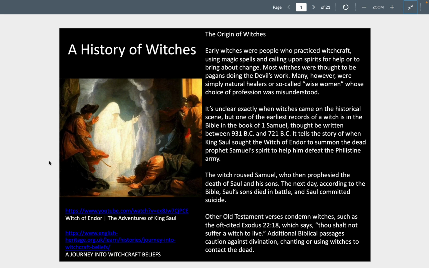And the way that spells work is also very fascinating to me because it usually involves some sort of use of herbs or alchemical language. I think the idea that language is involved in spell making is pretty fascinating because it means that certain words, when put into a certain order, have the properties of unlocking, if not the divine, at least the magical. So many witches were thought to be pagans doing the devil's work.